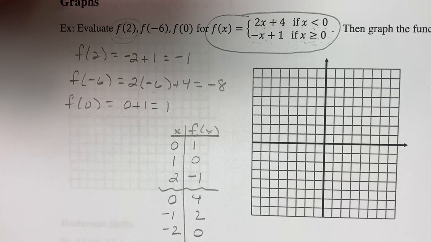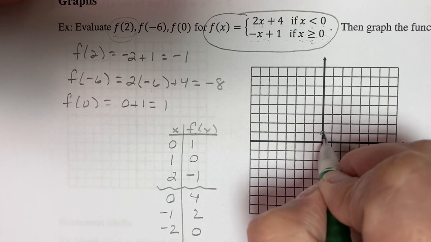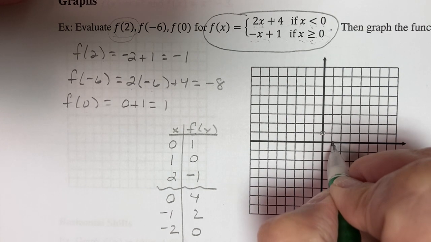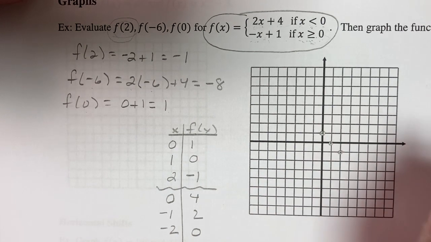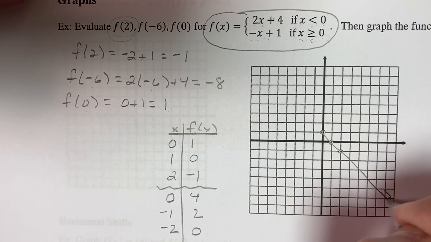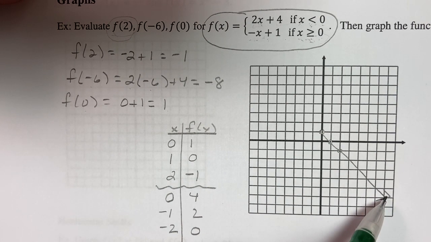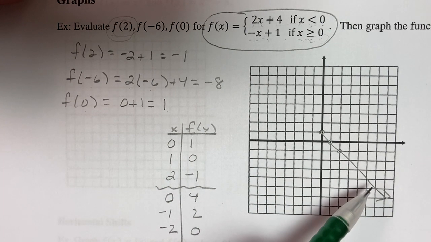All right, so now let's graph these values. So (0, 1) is right here. That is where the bottom part of the graph starts. (1, 0) is right here, and (2, negative 1) is right here. So that piece of the function looks like that. It starts at x equals 0. And you can see that the slope is negative 1, so it makes sense that it's going down this way. Now, let's graph the top part.